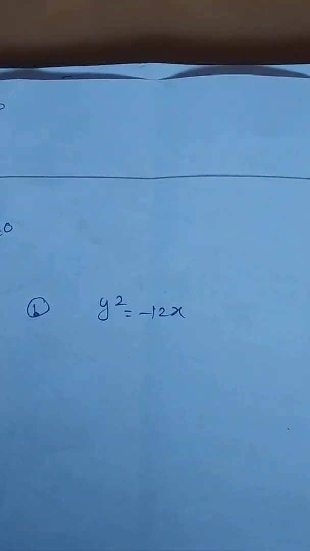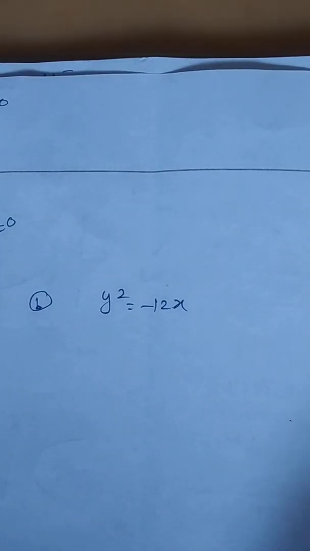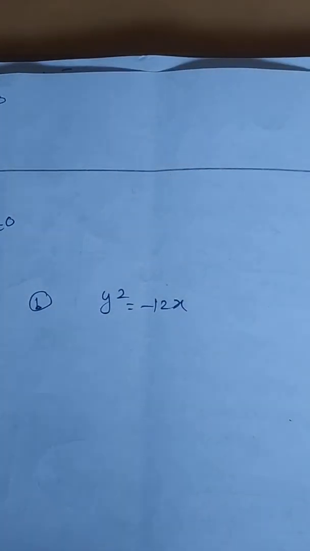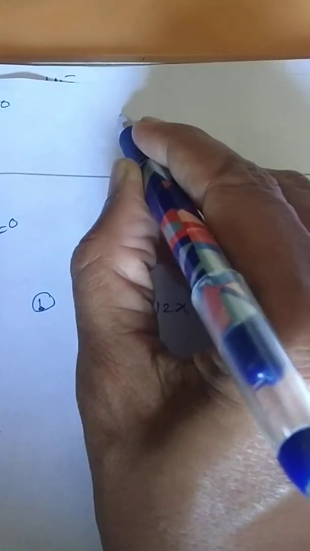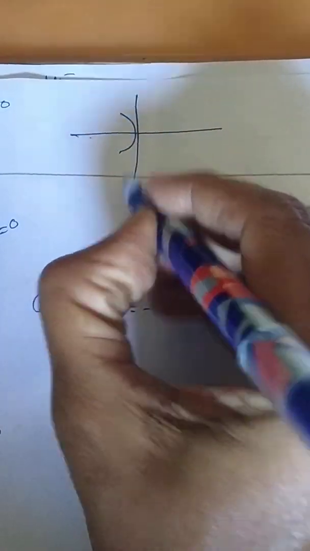Okay. See the next question. y square will be equal to minus 12x. Identify what type of parabola this is. Correct. It is leftward opening. This is the leftward opening type of the parabola.